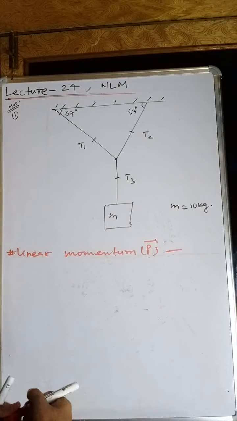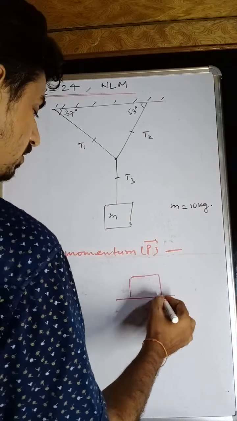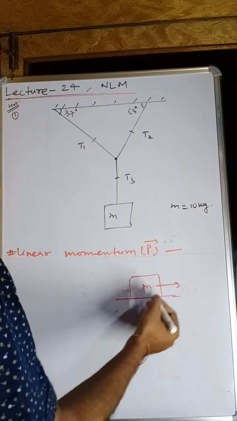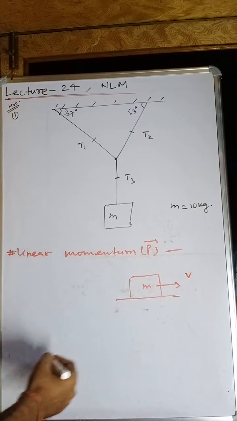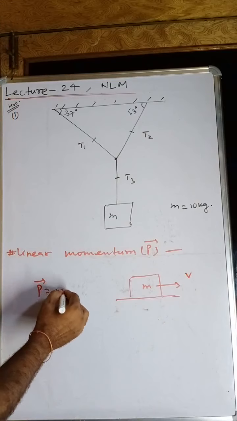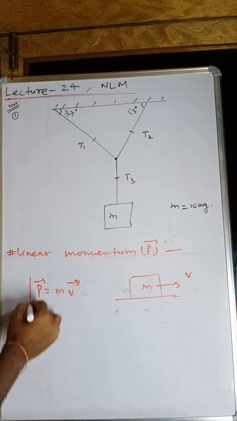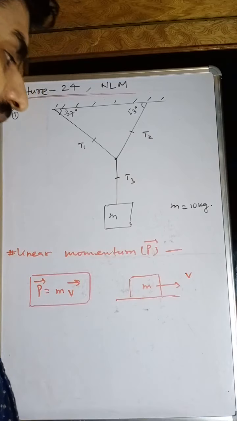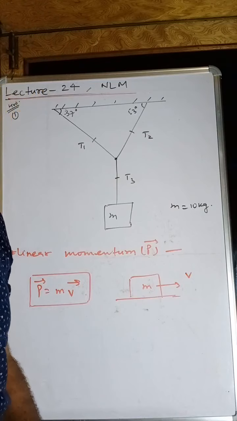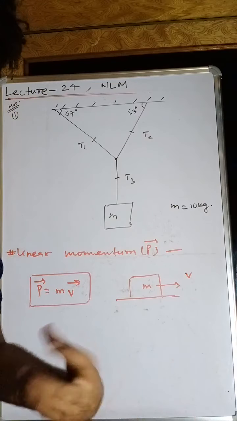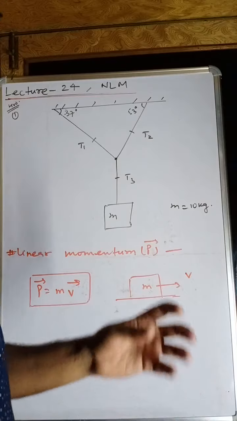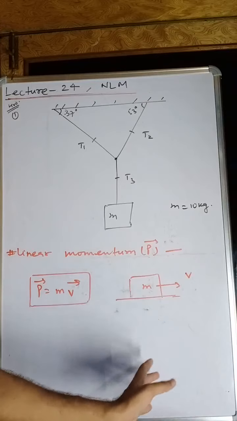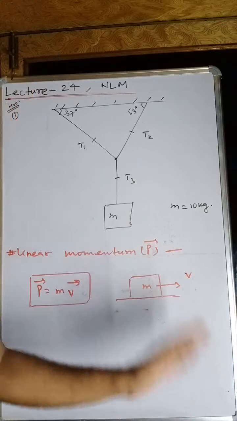If you are having a body of mass m and it is moving with the velocity v, then you can say the momentum is mass into velocity, and the direction of momentum must be in the direction of velocity acquired by the body. Actually, what does this momentum measure? This momentum measures the change in inertia of the body. It is the linear momentum. It is simply the product of mass and velocity, nothing else.